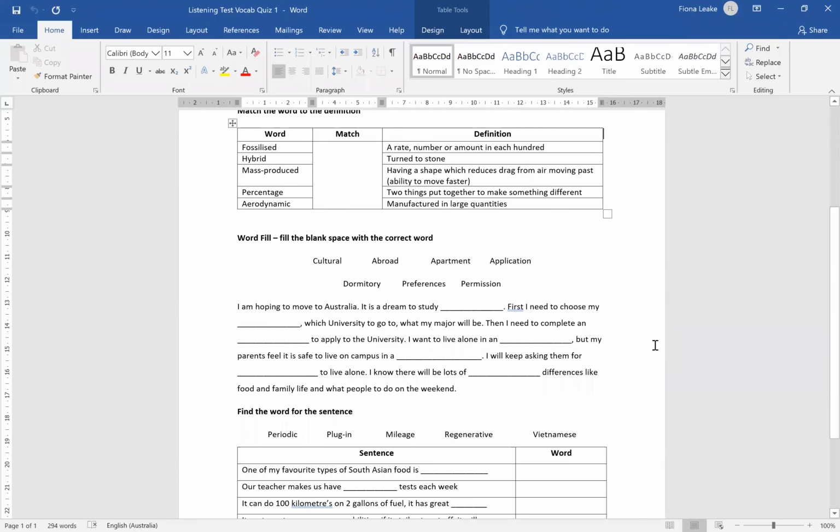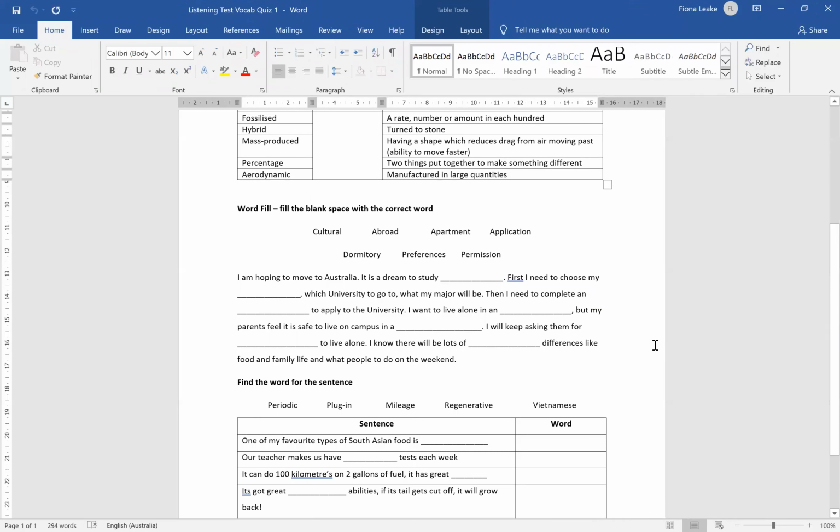Okay. Next, we're going to fill in the blank space with the correct word. The words that we have are cultural, abroad, apartment, application, dormitory, preferences, and permission. I am moving to Australia. It is a dream to study.